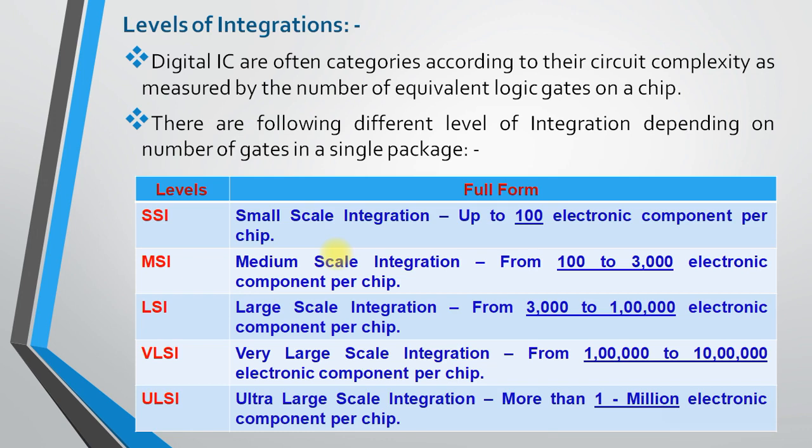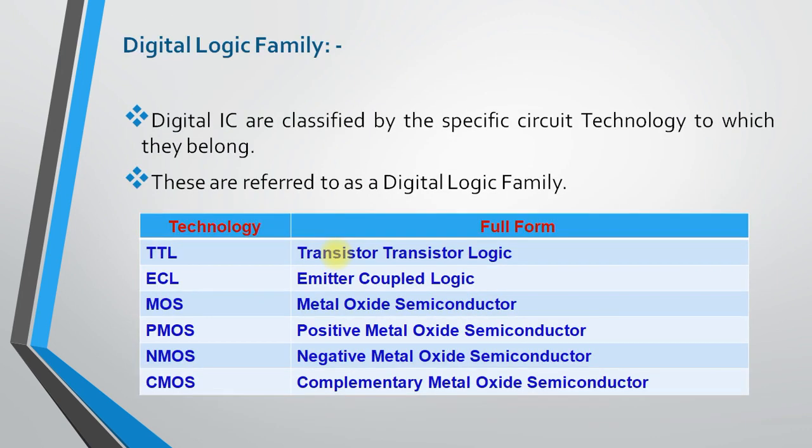Now the second type is what? Based on the technology. Technology means digital logic family. So here is the list of technologies, and the table also contains the full form of the technology. So digital ICs are classified by the specific circuit technology to which they belong. This technology is referred to as a digital logic family.